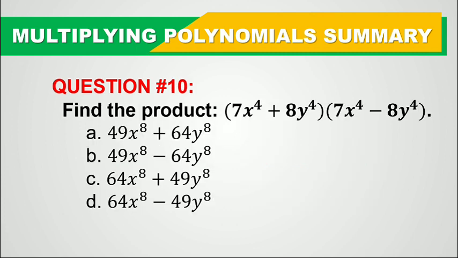Now, what about this one? Number 10, the last number. Let's find the product of 7x to the 4th power plus 8y to the 4th power times 7x to the 4th power minus 8y to the 4th power. Is it letter A, 49x to the 8th power plus 64y to the 8th power? Or letter B, 49x to the 8th power minus 64y to the 8th power? Or letter C, 64x to the 8th power plus 49y to the 8th power? Or letter D, 64x to the 8th power minus 49y to the 8th power? What is your answer?